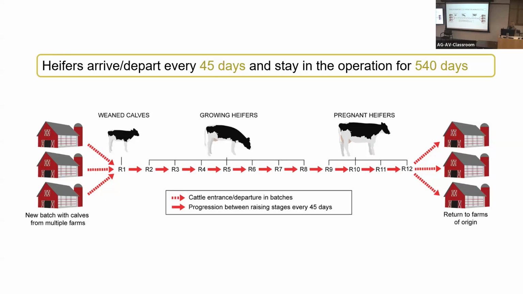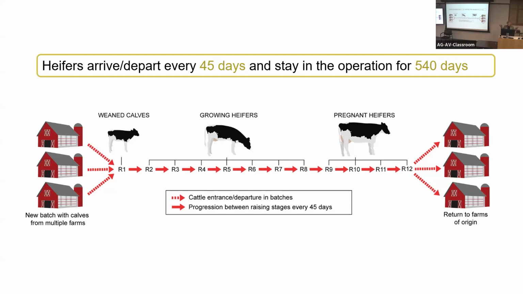So multiple farms will send their weaned calves. They could also be very young calves. In this case, we modeled weaned calves, and then they are growing for about 540 days. They will become pregnant at one point, and just before they're ready to have a baby, they will go back to their farm of origin.